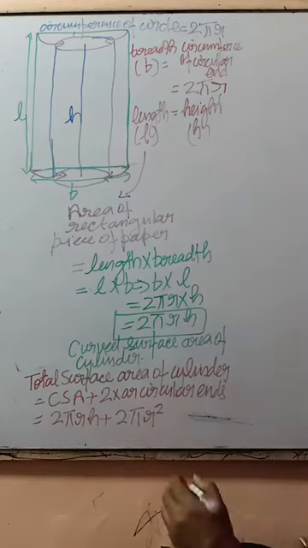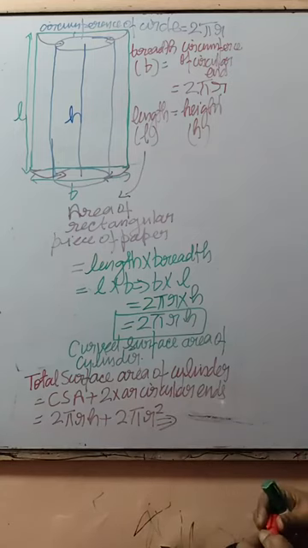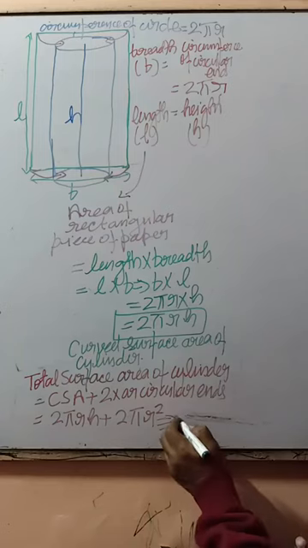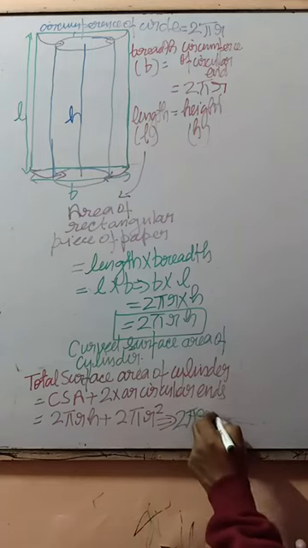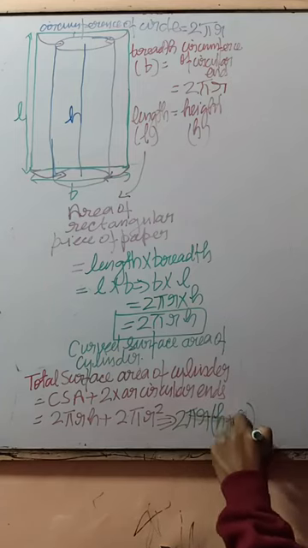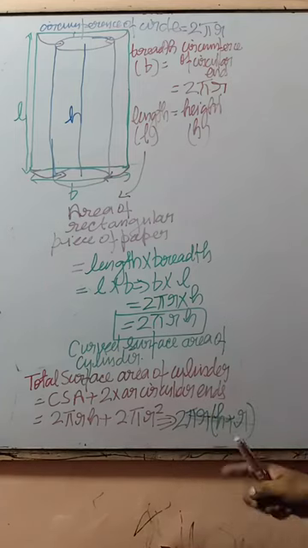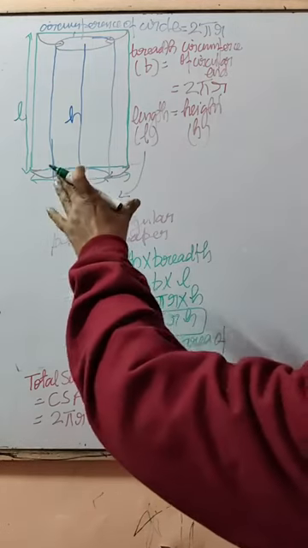Right? Yes, sir. If you take 2 pi r as a common, you get h plus r. This is the total surface area of cylinder.